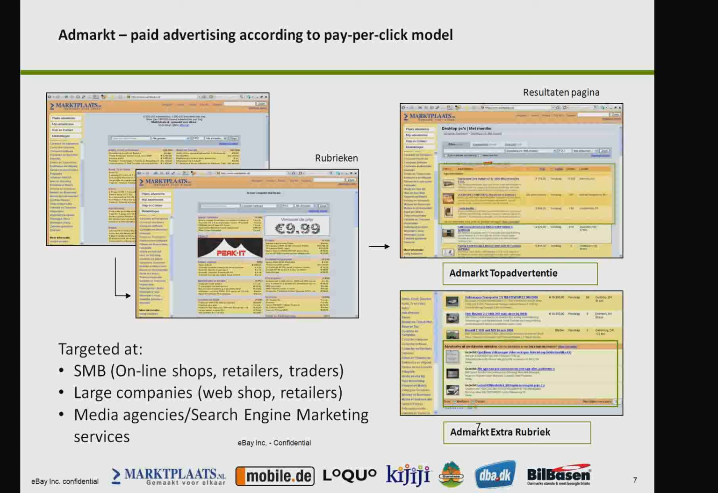These are ads that people can place pay-per-click. Typical placements on Marktplaats are either free or a fixed fee, so you can pay an extra 10 or 15 euros to come on top of the listing, etc. AdMarked caters more to B2C advertisers, so they have a pay-per-click model. It's a typical set of customers we target: small and medium businesses, large companies, large web retailers, and intermediaries like media agencies and search engine marketing services. They're all using AdMarked.